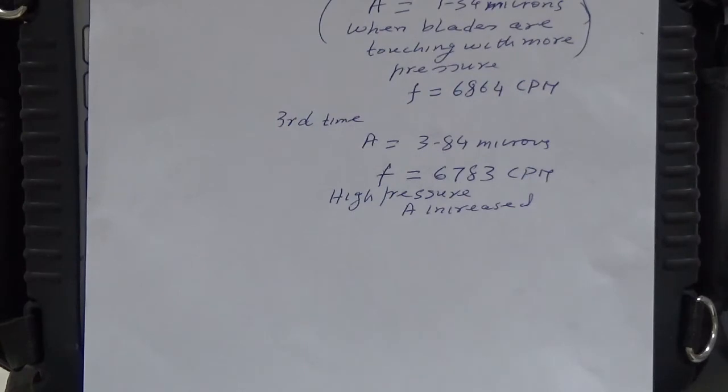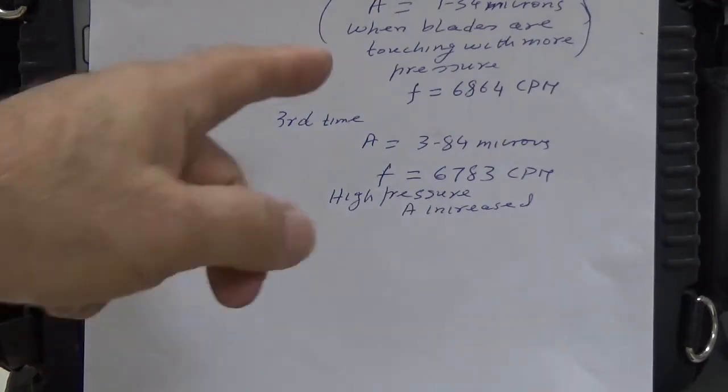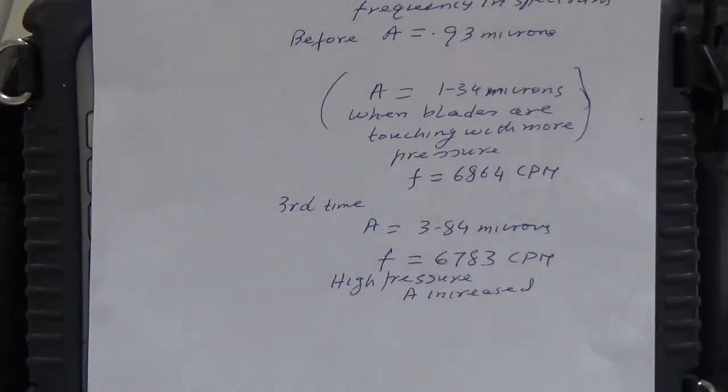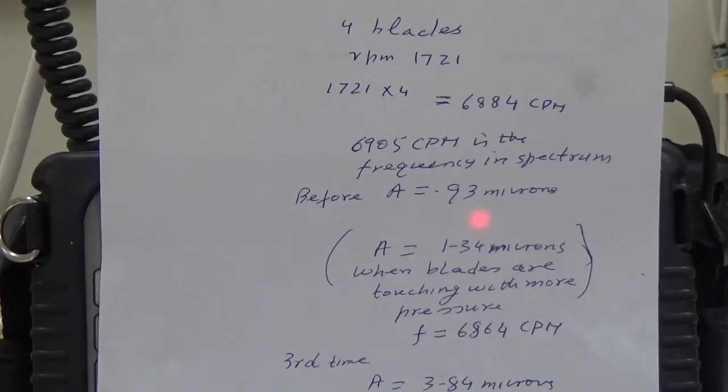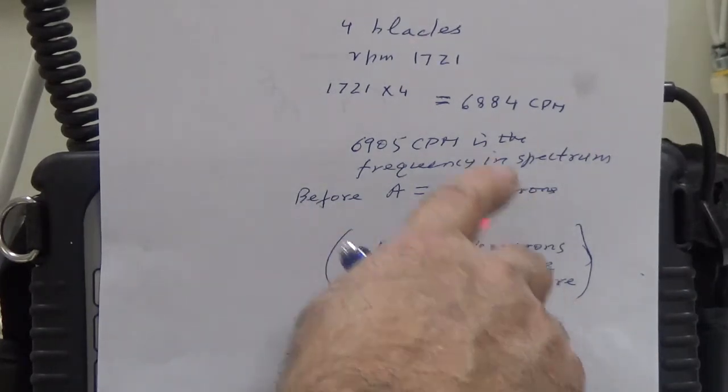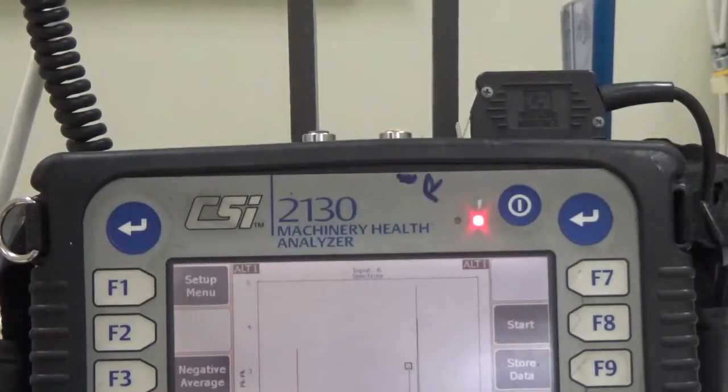Okay, you can see here that now the amplitude has become 3.84 microns at the frequency which is equal to blade pass frequency, and now it is 6783, which is blade pass frequency, and the amplitude has increased now. Before it was 1.34, and the first time, how much was it? It was 0.93 microns. This was the first time. And this was the second time.